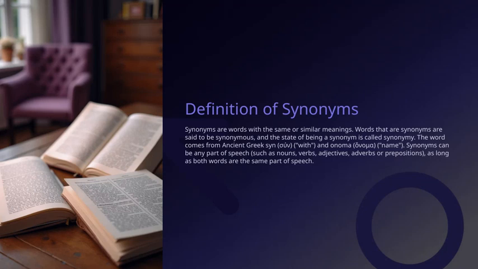Let's start by looking at what synonyms are. Synonyms are words that have the same or very similar meanings. When two words are synonyms, we say they are synonymous. The term synonymy describes the state of being a synonym. The word itself comes from ancient Greek, syn meaning with and onoma meaning name. This origin highlights how synonyms are essentially different names for the same or similar ideas.